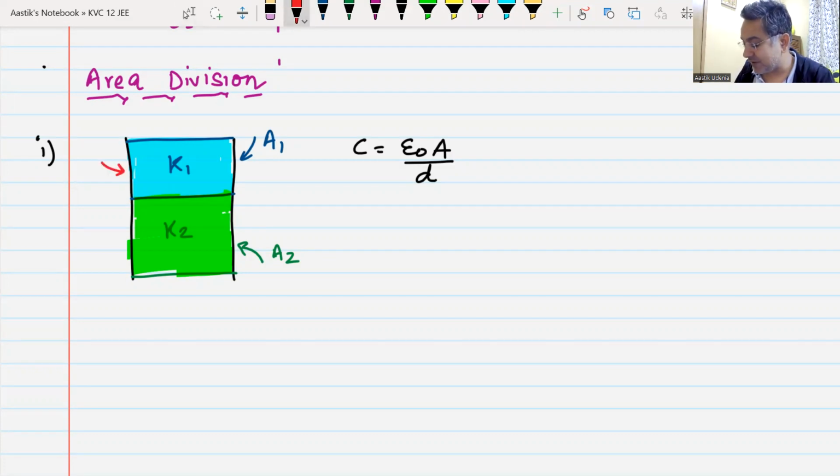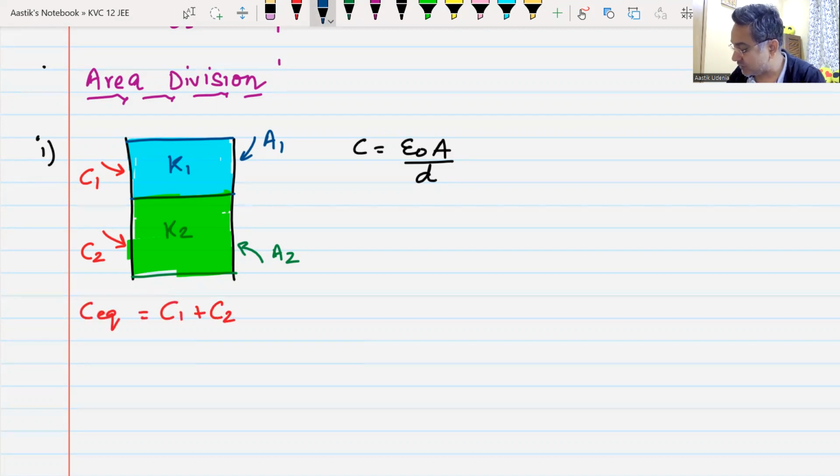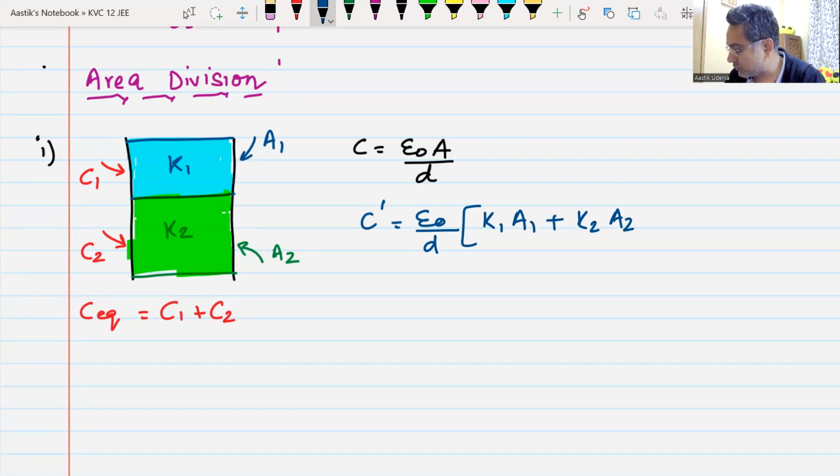If you call this capacitor C1 and this capacitor C2, these two capacitances are connected in parallel. Yes or no? So your equivalent capacitance will simply come as C1 plus C2, and the new C dash will come very simply as epsilon naught by D into K1 A1 plus K2 A2. Yes or no?